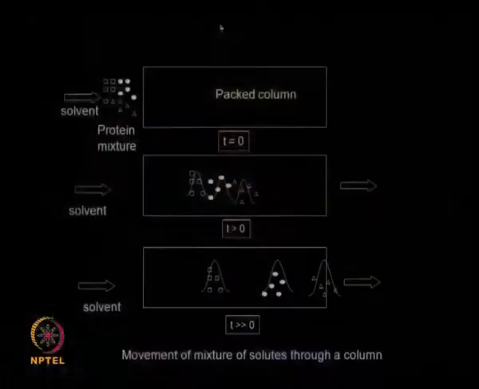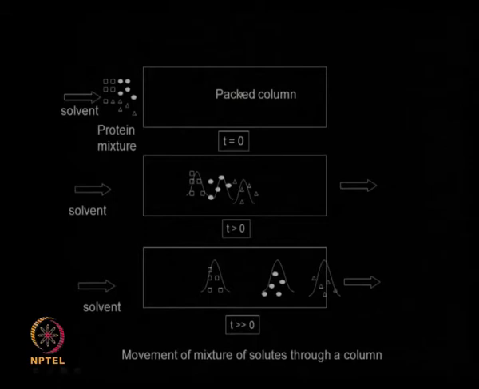So what happens? This picture tells you pictorially what's happening. We have a packed column, and then we have a continuous solvent flowing through. You have a mixture of material that needs to be separated, which is fed from one end. It could be a protein mixture, like square proteins, circular proteins, and triangular proteins. At time equal to zero, you are injecting this particular mixture.